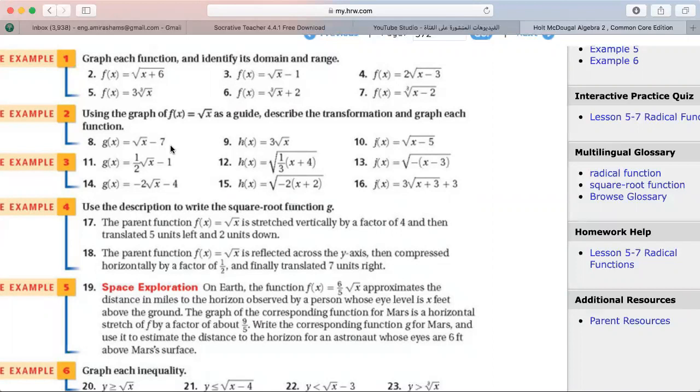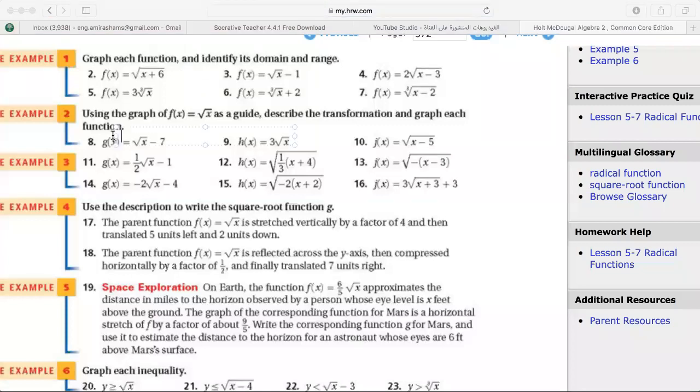The translation is up or down. I will decide according to the value of k. k here is equal to negative 7. So it is a vertical translation 7 units down.